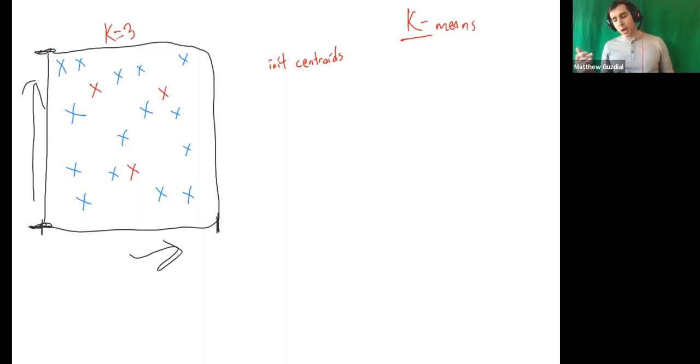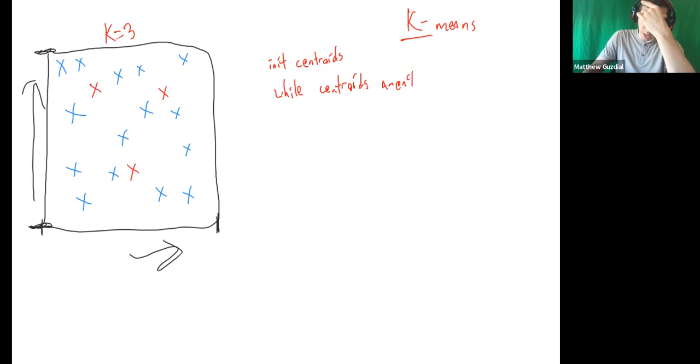When they're randomly initialized, there's actually no guarantee that they're going to be nicely spread out like this, but I'm cheating a little bit. So then once we have our initialized centroids, and while our centroids aren't changing, sorry for my terrible handwriting.